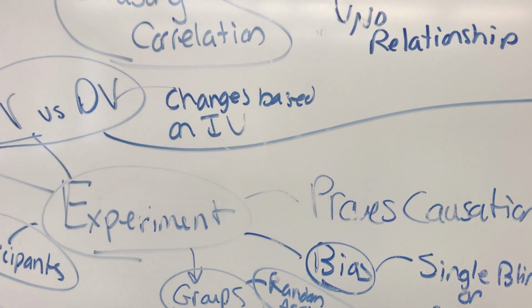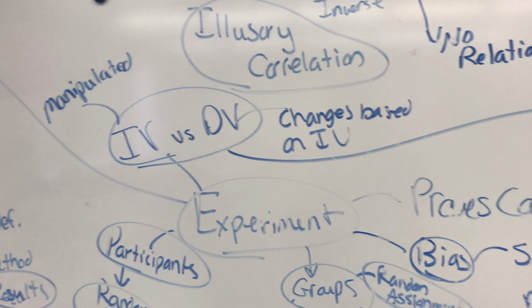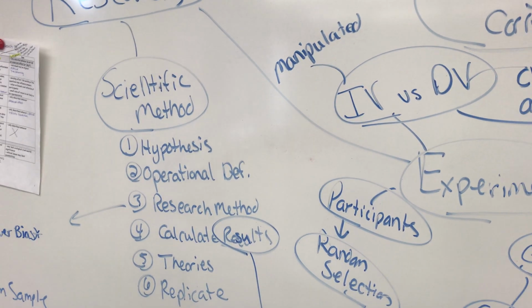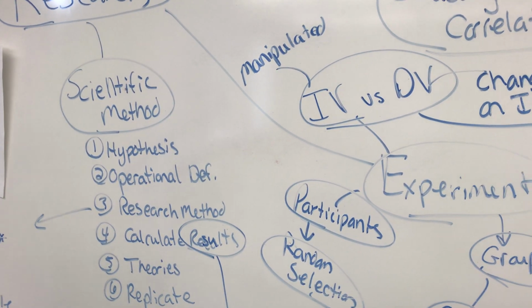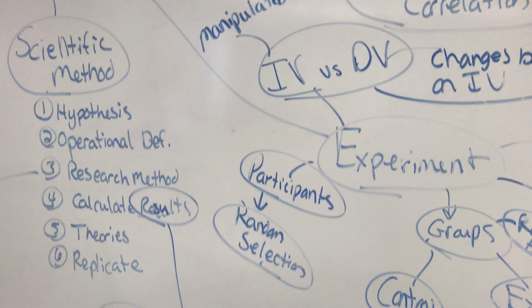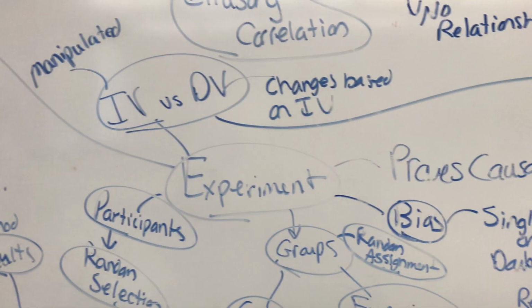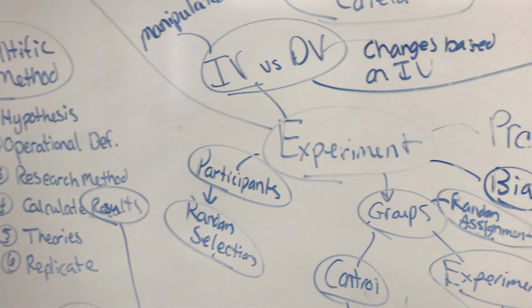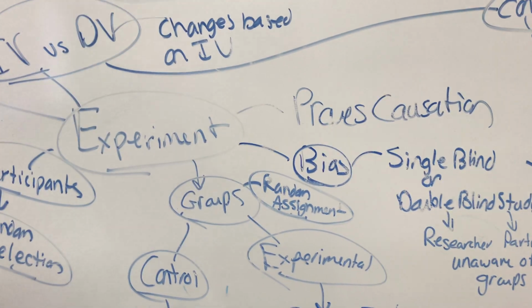Okay. Now that we know what we're testing, which is going to go along with that scientific method, the hypothesis, operational definitions, defining what kind of drug we're giving. We've already decided a research method because we're doing an experiment. So then we have to actually put the experiment together. So let's talk about how we put the experiment together.